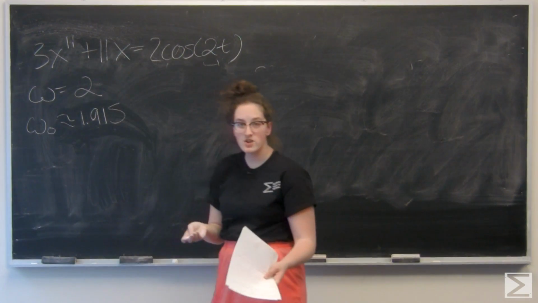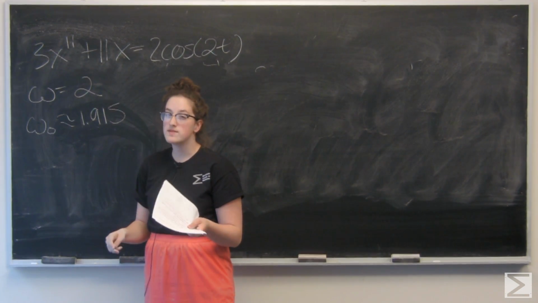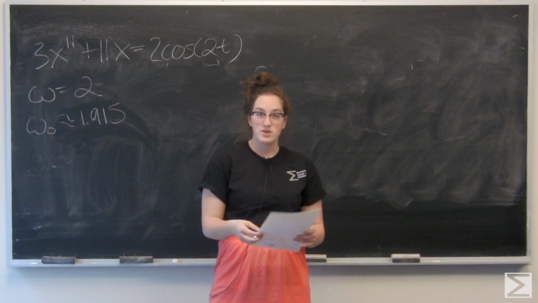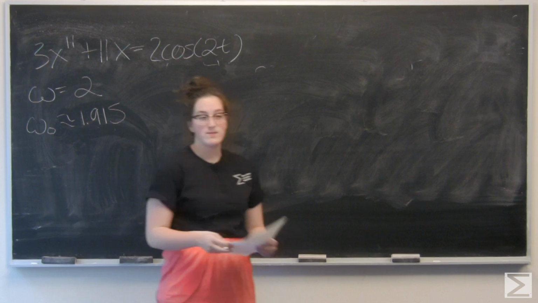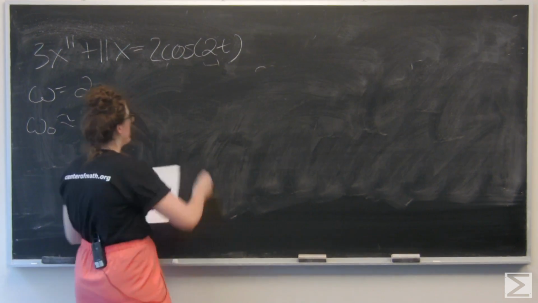So does resonance occur? No. Omega naught doesn't equal omega. It is pretty close though. So let's try to find the amplitude and frequency of the beats. The textbook gives you an equation that's going to help us do that. And it is the general formula for x of t, that motion we want to find.